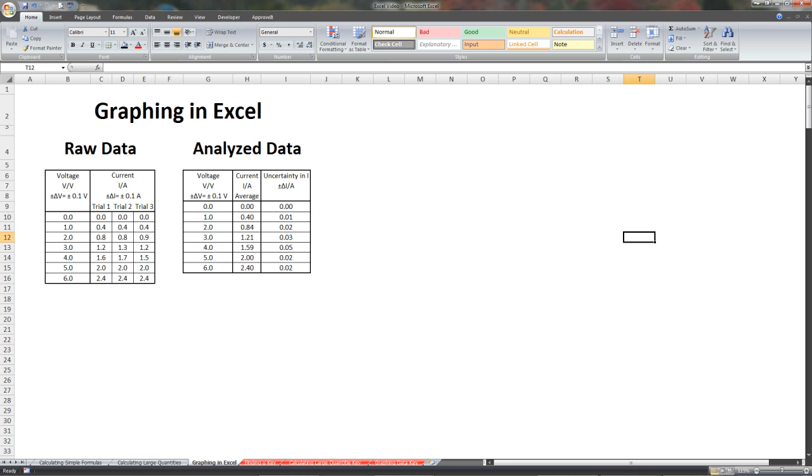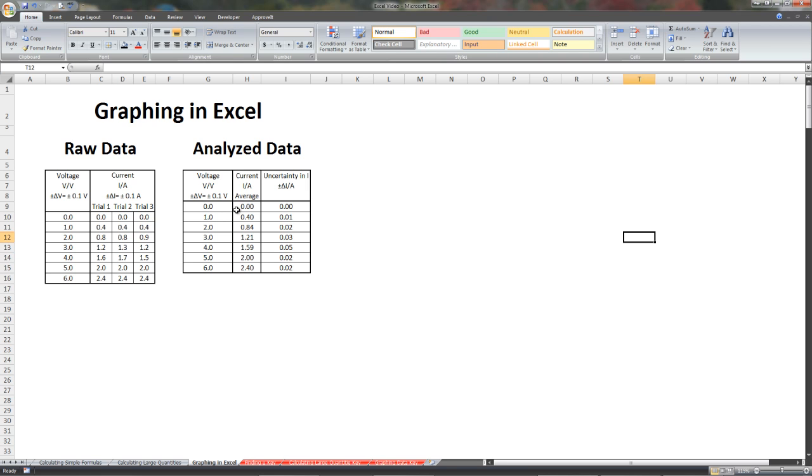Whenever we graph, we do not graph raw data. Raw data is strictly there so that we can analyze it. Once we analyze the data, then we start looking into graphing in order to create a usable, visible way of showing the data in a nice way that people can see.